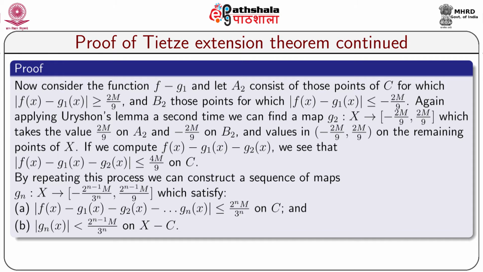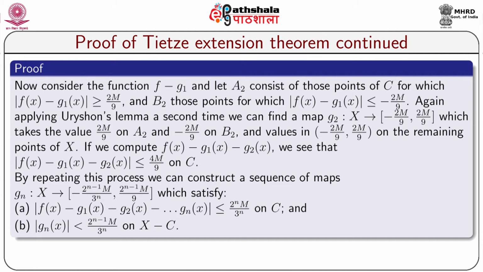Now, if we compute f(x) minus g1(x) minus g2(x), we can see that modulus of f(x) minus g1(x) minus g2(x) is less than or equal to 4m/9 on C. We can write it in this way: modulus of f(x) minus g1(x) minus g2(x) is less than or equal to 2 squared m by 3 squared on C. Now, let us repeat the process.